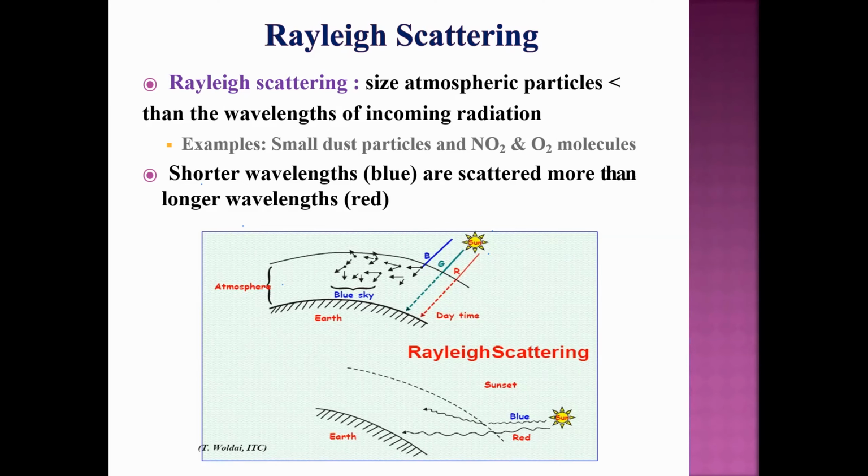See, there are different types of scattering: Rayleigh scattering and Mie scattering. So what is Rayleigh scattering? When the size of the atmospheric particles is lesser than the wavelength of the incoming radiation, that is called Rayleigh scattering. For example, small dust particles and some molecules in the atmosphere. Here, shorter wavelengths are scattered more than longer wavelengths due to Rayleigh scattering. So a question will be asked that the blue color of the sky is due to Rayleigh scattering or Mie scattering. To remember: the blue color of the sky is due to Rayleigh scattering.